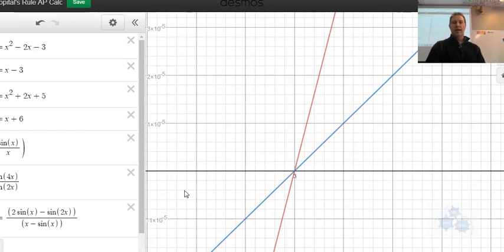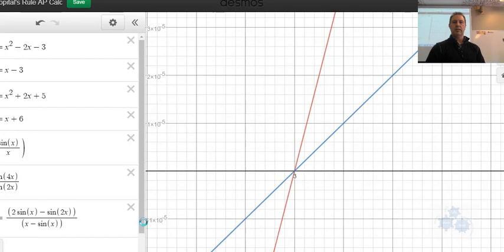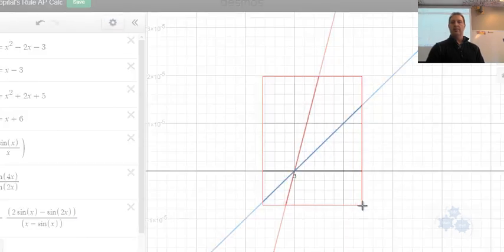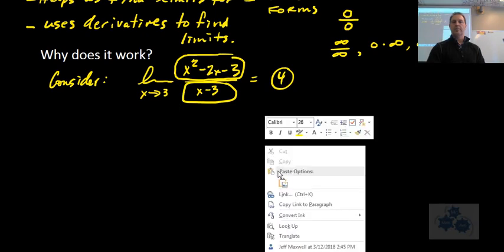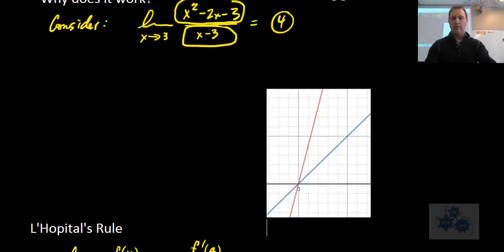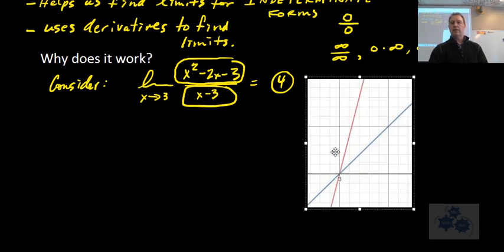If we take a look at it, I'm going to clip this into the notes here, and we'll bring this over so I can work on this a little bit. What we're going to find is that derivatives are the slopes of the tangent lines, right?